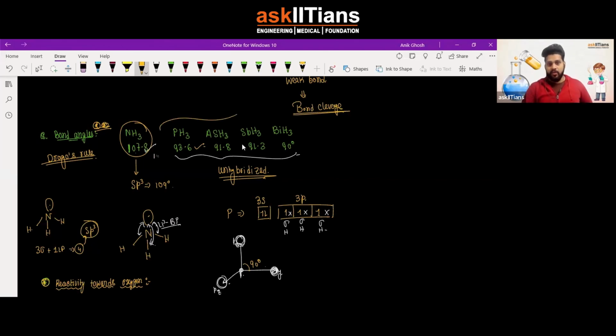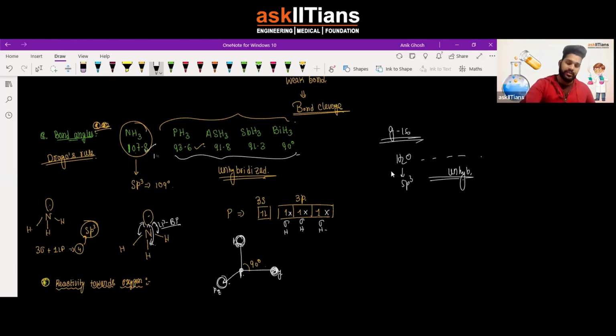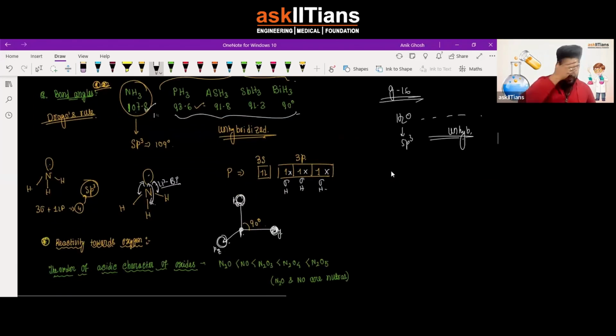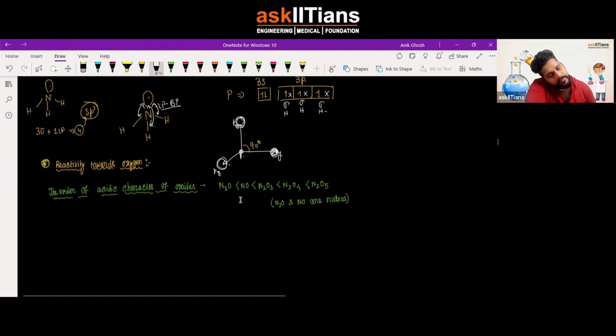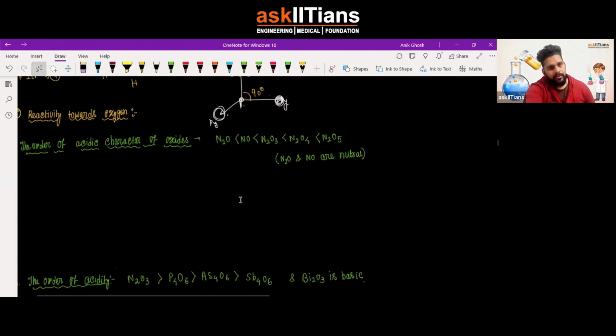And are these the only Drago compounds there are? No guys, this is also there in group 16 as well. Water is sp3, but everybody else after water is unhybridized. This is how it works. This Drago's rule is a very, very famous thing that they love to ask. Okay, moving into the next one now.